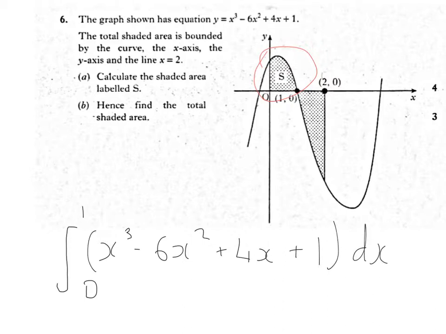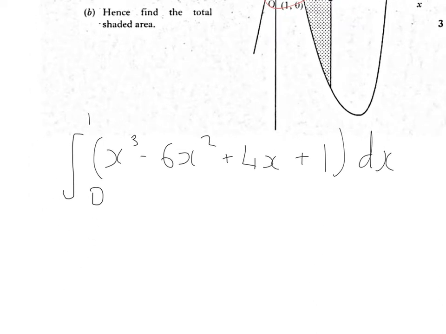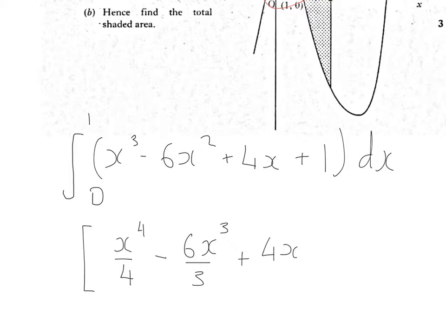So remember, a basic rule for integration is you add 1 onto the power and divide by your new power. Remember, if you integrate a constant, it becomes a constant x. So x cubed becomes x to the 4 over 4. 6x squared becomes 6x cubed over 3. 4x will become 4x squared over 2. And integrate 1 and you'll get 1x.